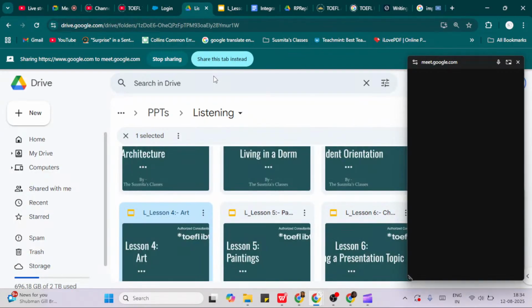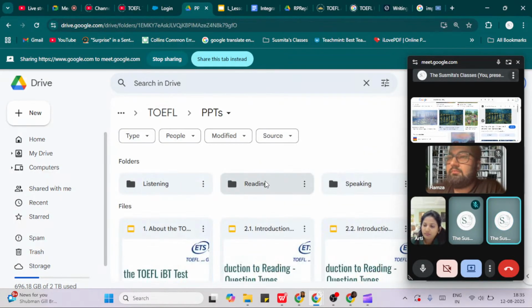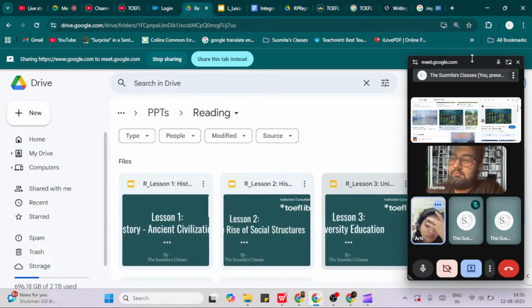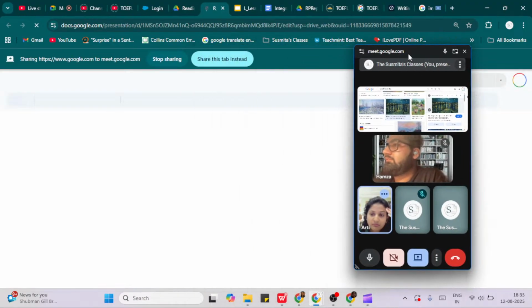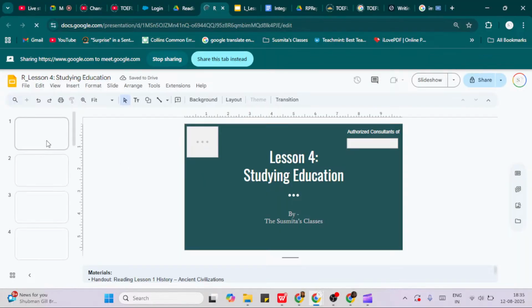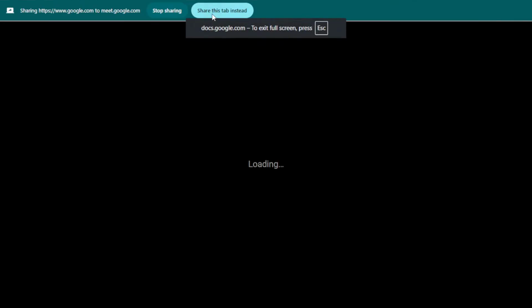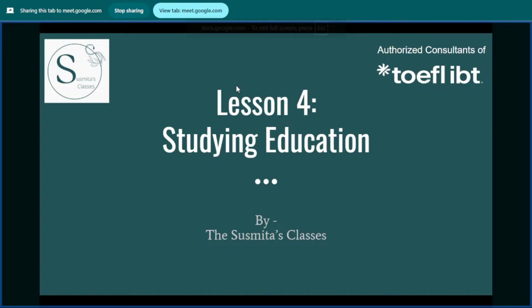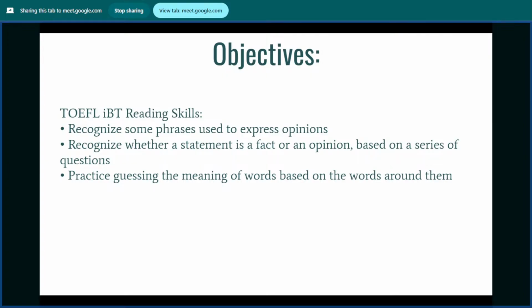Okay, now we'll move to the reading lesson. Just give me one minute and I will share my screen again. Can you guys see my screen? Yes, ma'am. Okay. The next lesson that we have is reading lesson 4, where we'll be talking about education again, studying education. Here we are going to see how to recognize the phrases which are used to express opinions, and then we will see how to identify whether a statement is a fact or an opinion, based on some questions, and then we'll be doing some vocabulary practice also.